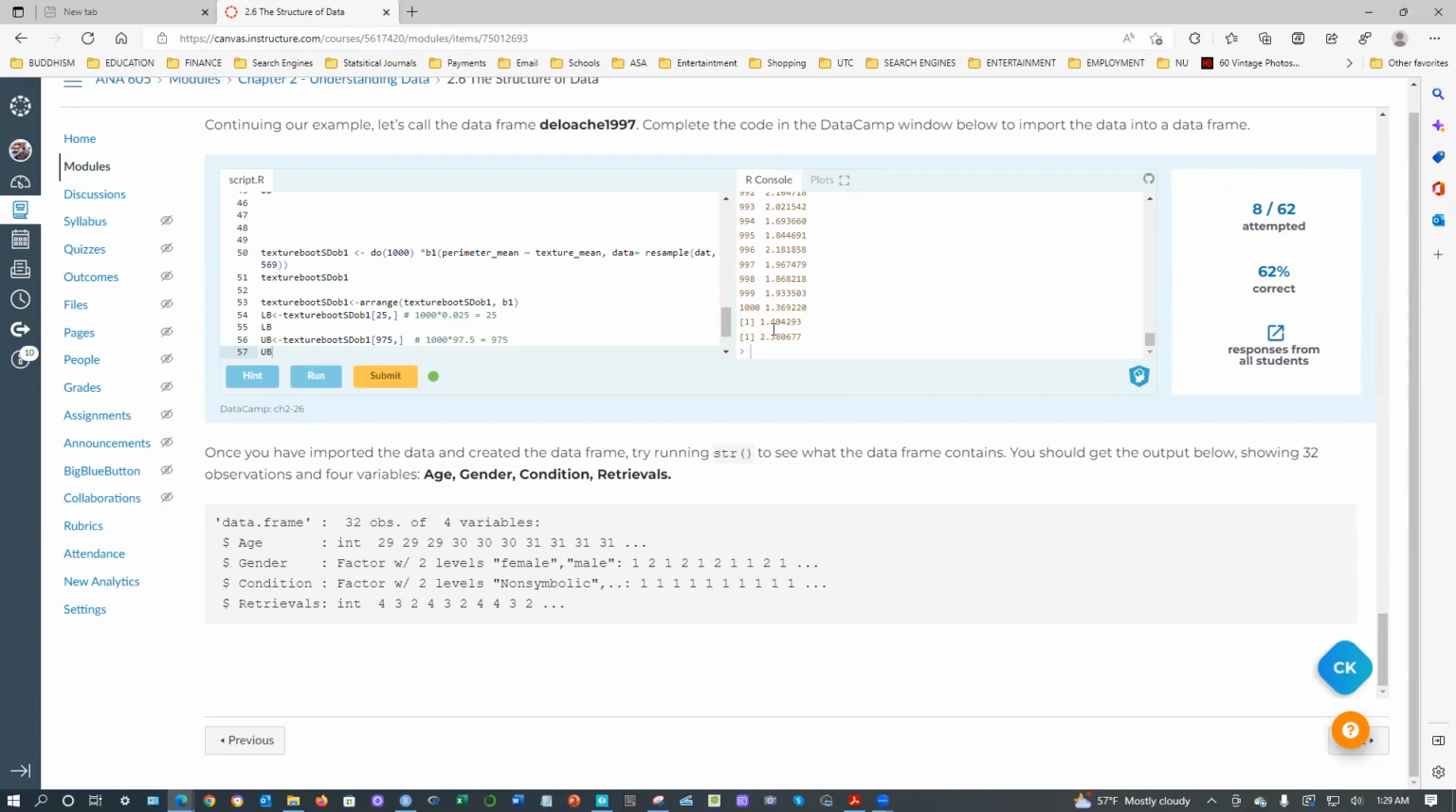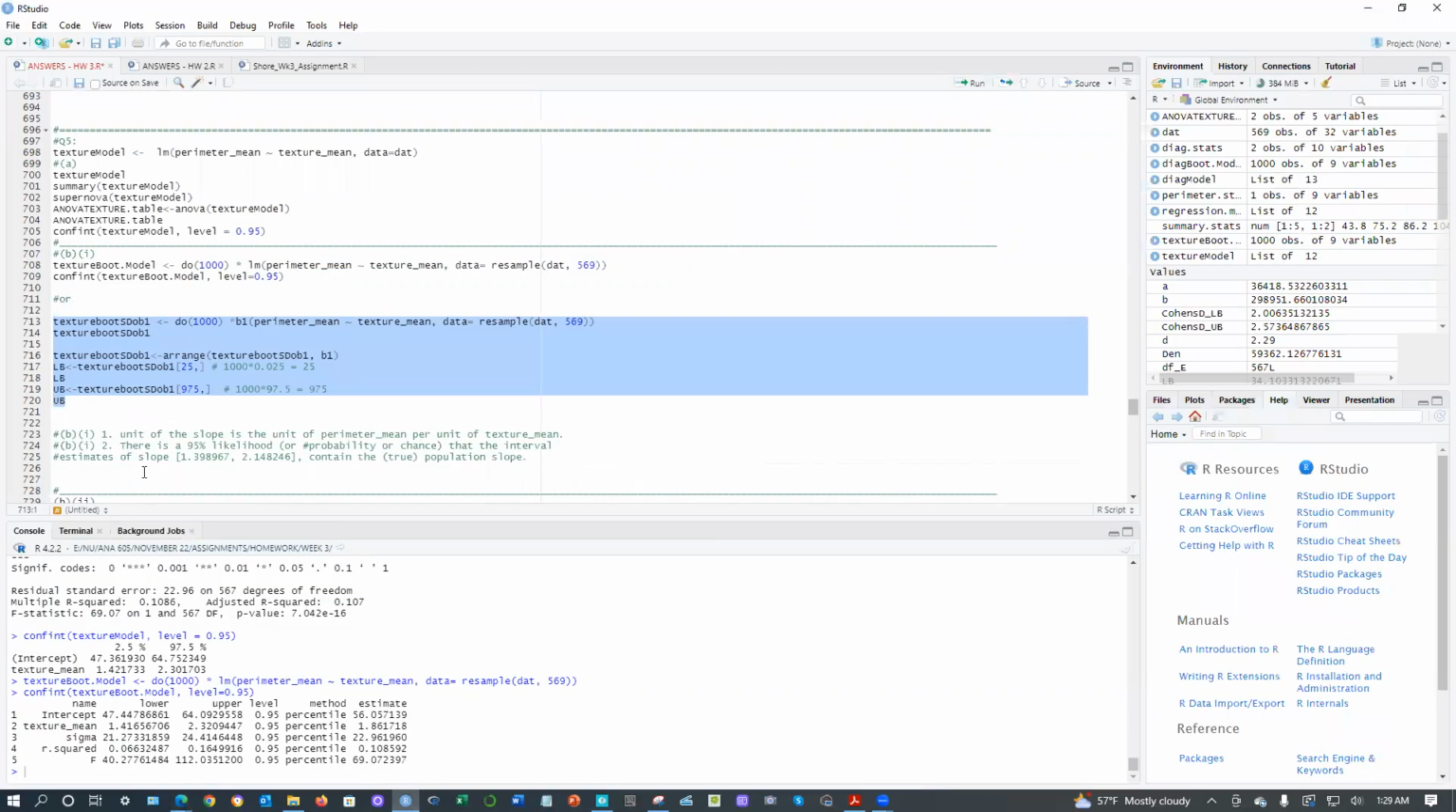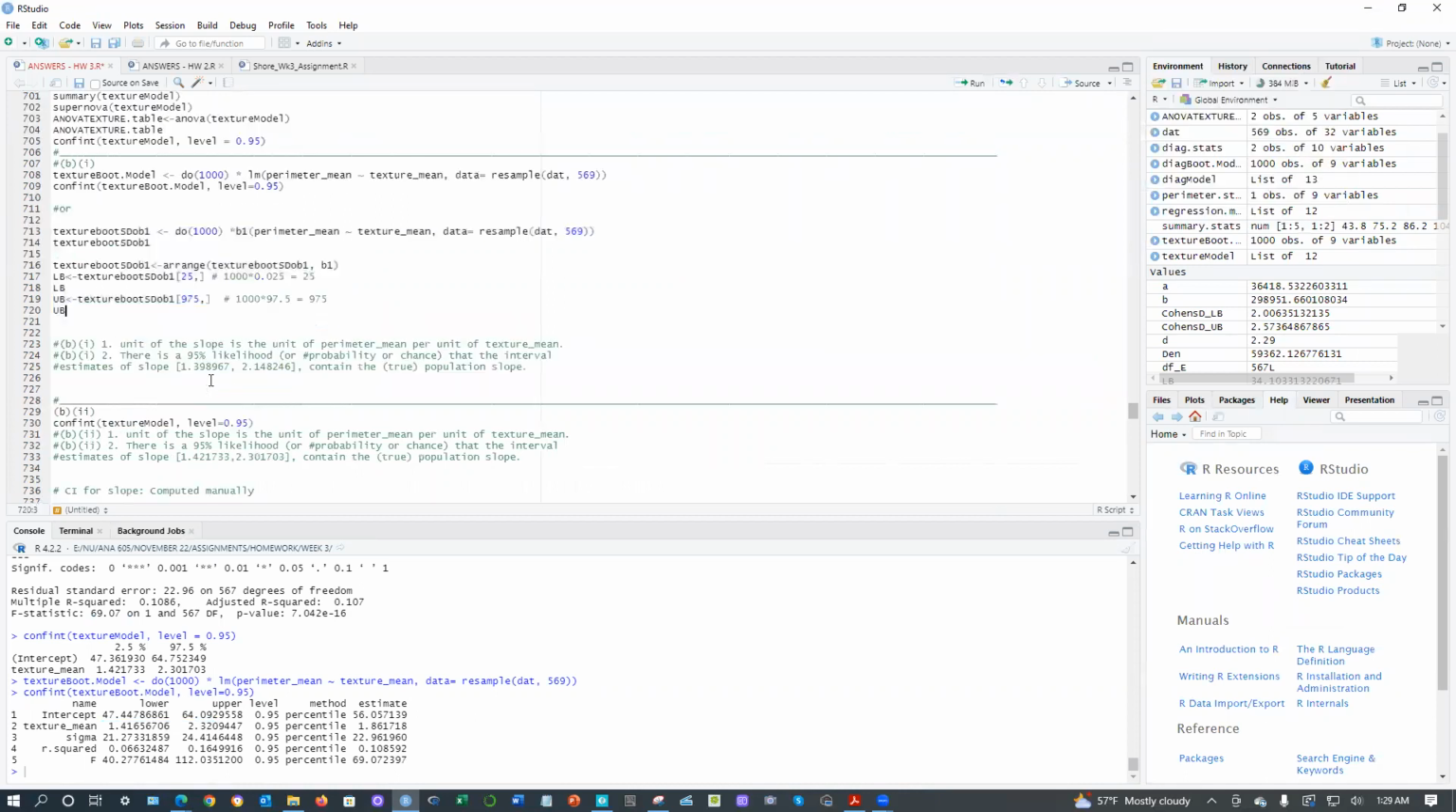1.4 to 2.3. Sorry, 1.4 to 2.3. See, that's right. See, another way to get this done.